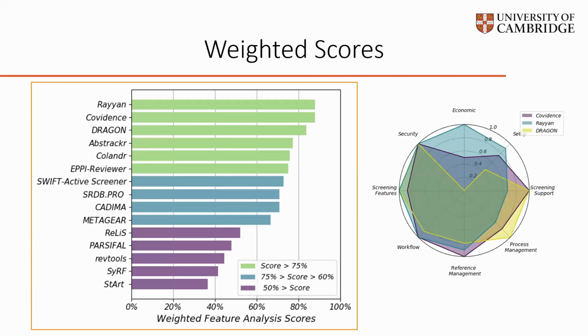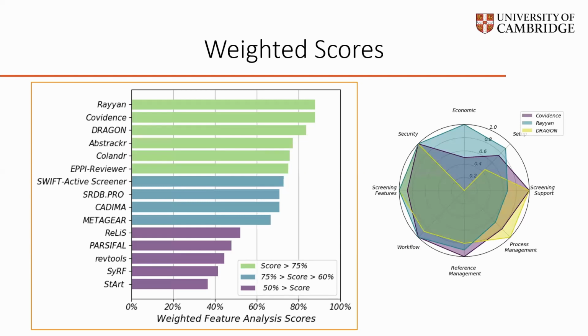On the right, I've put a diagram comparing the 3 top tools from this assessment over the different themes that we identified for the features. You can see that Rayyan, Covidence and Dragon, which are the top 3, get quite similar results over some of the themes, such as the screening features and the workflow.